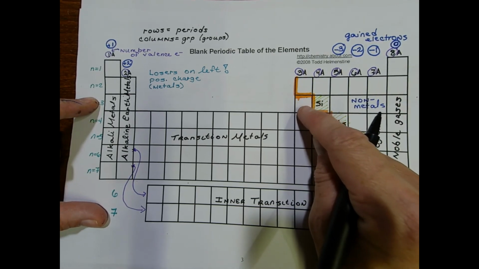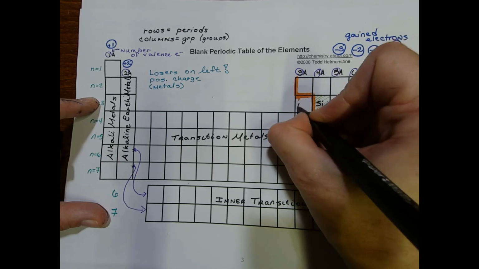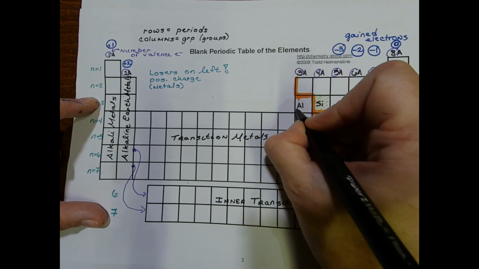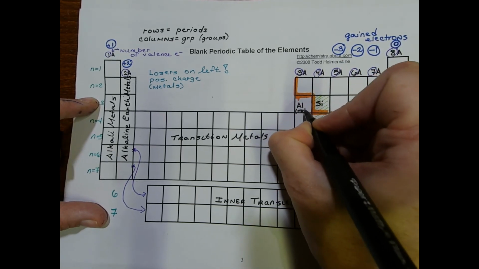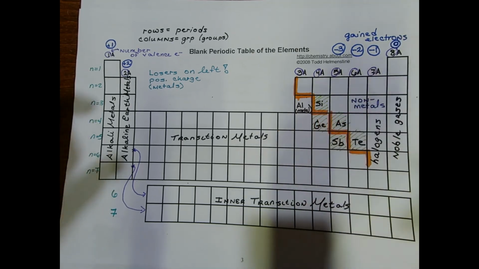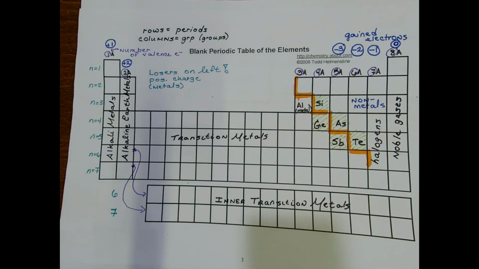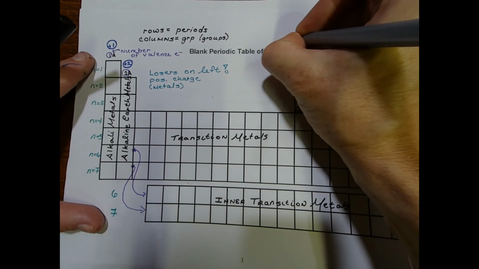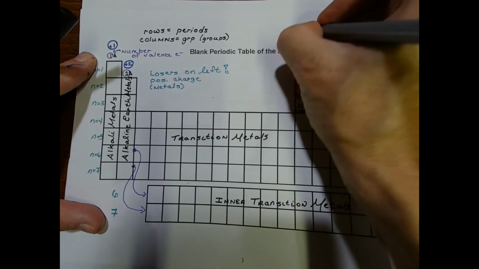Right here, students always ask me, this is aluminum. And that's definitely a metal, even though it's along this staircase. So don't mark it as a semi-metal. And let me just label. So everything I marked green is a semi-metal.